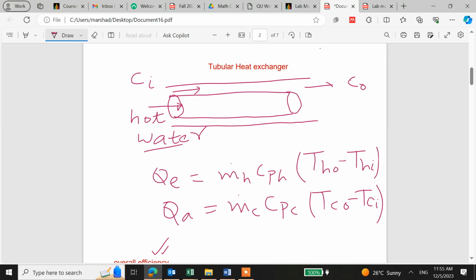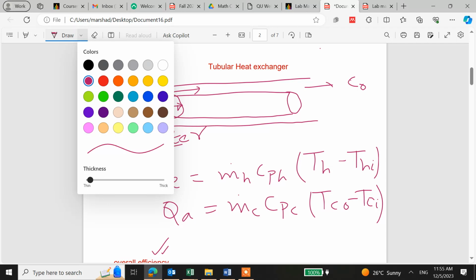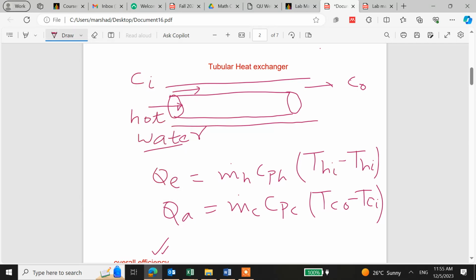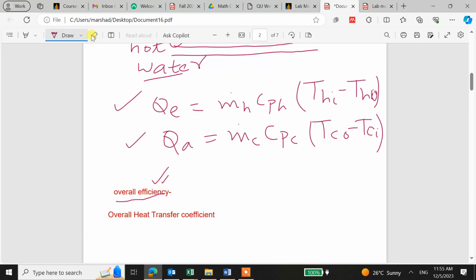Now here I had a mistake, because the temperature of the hot water will decrease, right? So it is T in minus T out. This is the Q emitted, this is the Q absorbed. In an ideal scenario, with 100% insulation, emitted should be equal to absorbed. So we equate them, or we can find the overall efficiency, which is QA over QE, and in terms of percentage, it is times 100.